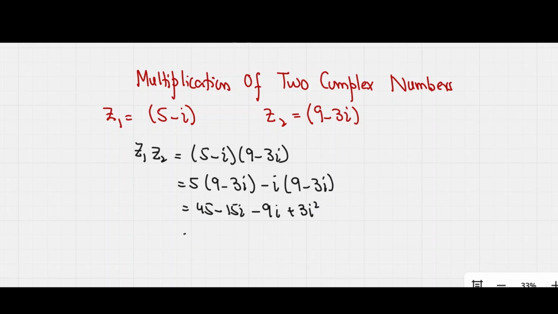We have these two complex numbers. We can simply add them. 45, 15 and 9 becomes 24 iota. We know the concept of iota square, that is equal to minus 1, so just substitute minus 1 for that, and we have got 45 minus 24 iota and minus 3. So in the form of a plus b iota, we have got the answer of 42 minus 24 iota.